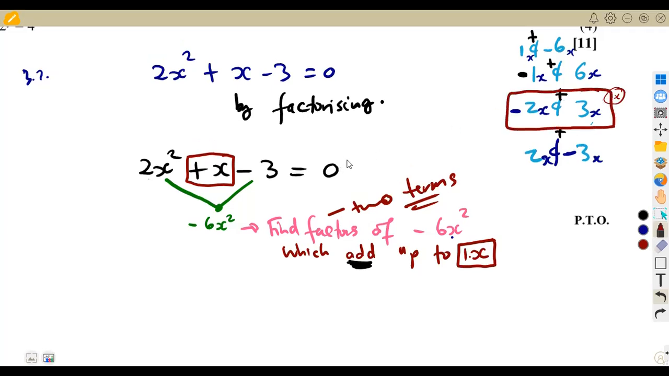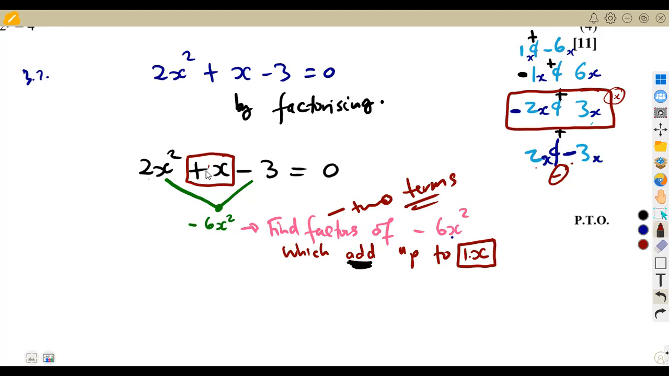Remember, they must be factors of negative 6x squared, and not only that, they must add up to what we have in the middle term, which is 1x. If we try the other pair, it's not going to give us 1x, because 2 plus minus 3 is going to give us a negative 1, not a positive 1. We want a positive 1.